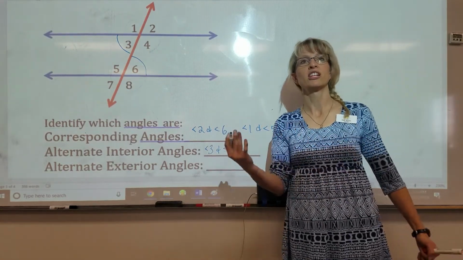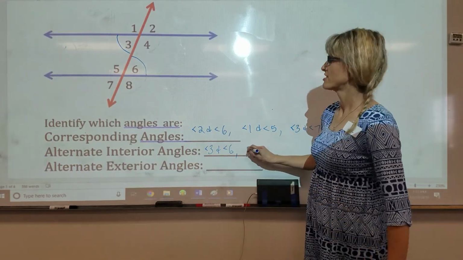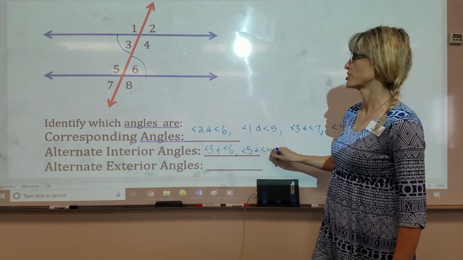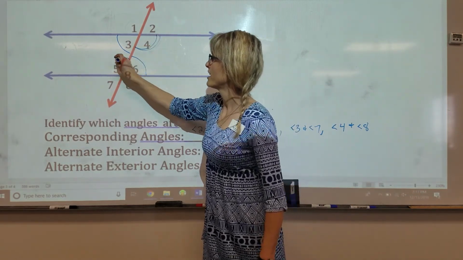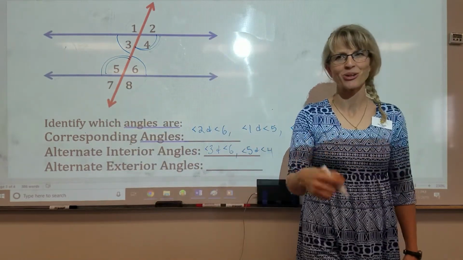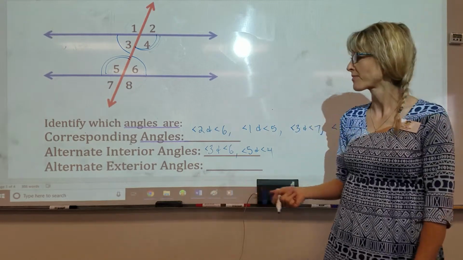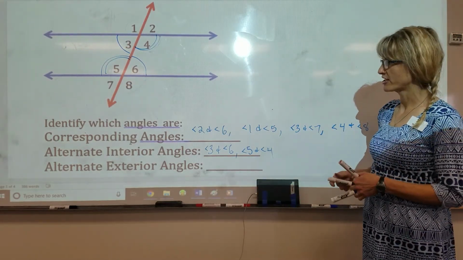What's my other alternate interior pair? Michelle. She says 5 and angle 4. She's right. And look, they're congruent. Here's the obtuse one, 4. It's congruent with 5. So alternate interior angles are congruent. What do we say, class? Get ready? Alternate interior angles are congruent. Very good. Alternate interior angles are congruent.